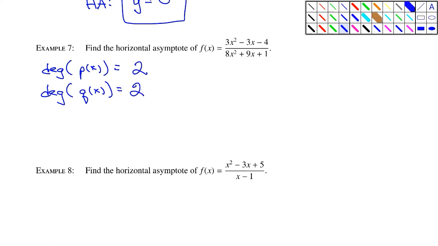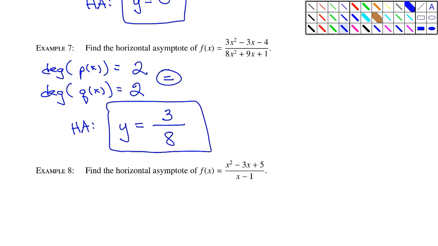And when the degrees are the same, then the horizontal asymptote is found by taking the ratio of the lead coefficients. The lead coefficient of the numerator is 3, and the lead coefficient of the denominator is 8. So the horizontal asymptote is y equals 3/8.